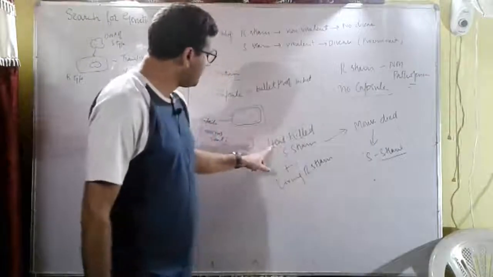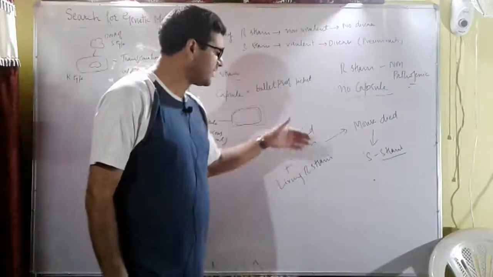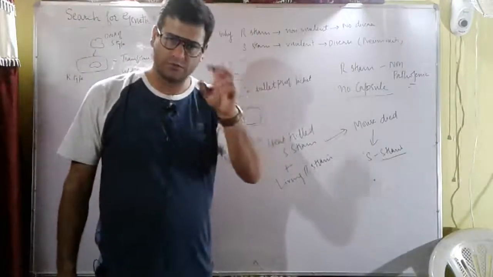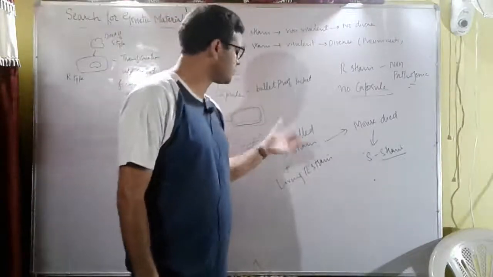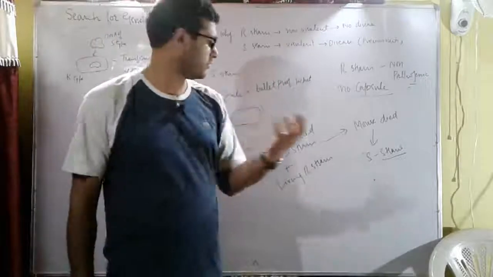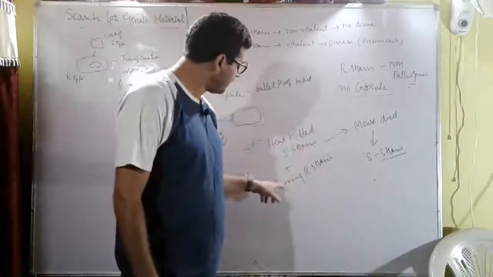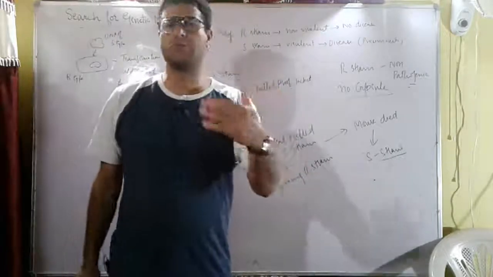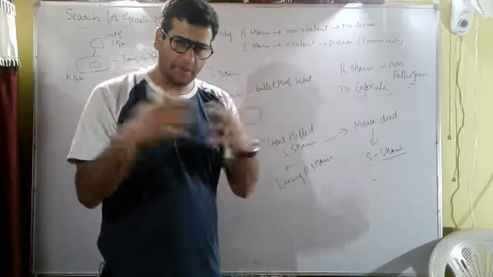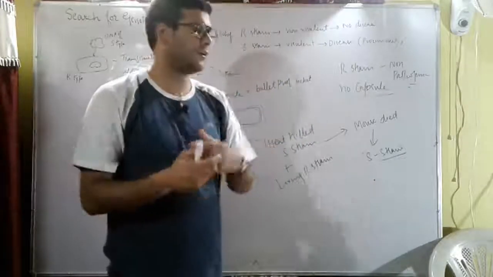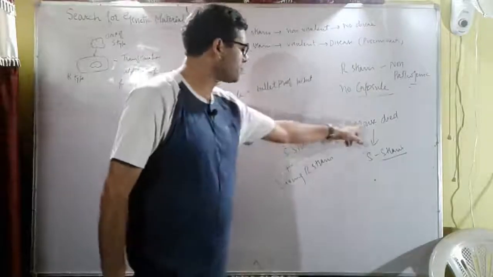See, we have heat killed S strain. When heat killed S strain was introduced alone, separately, into the mouse, the mouse survived. Also when living R strain was introduced into the mouse, it survived. But when these were mixed together and then introduced into the mouse, the mouse died.